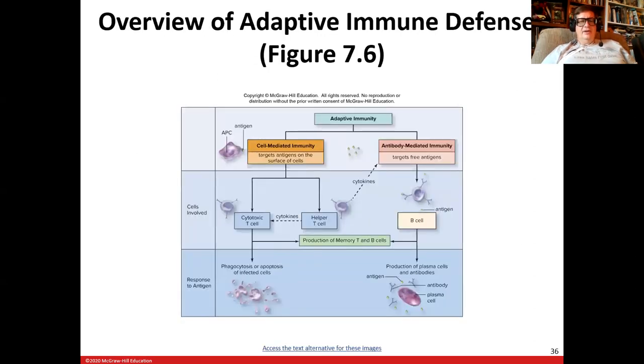Okay. So here we have a comparison of the two, happy little flow chart. Cell-mediated targets things that are on the surface of the cells. Antibody-mediated targets the antigens even if they're free and they're floating around.